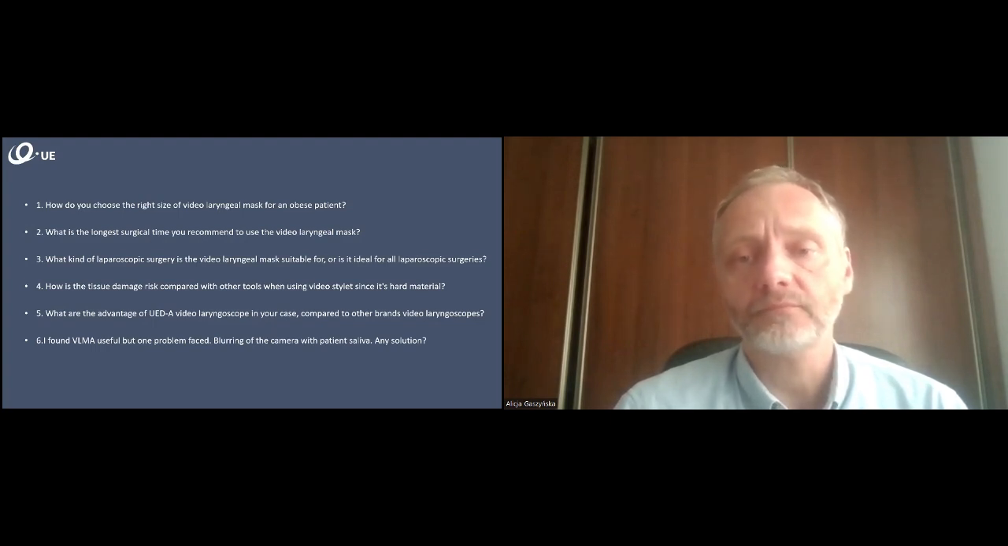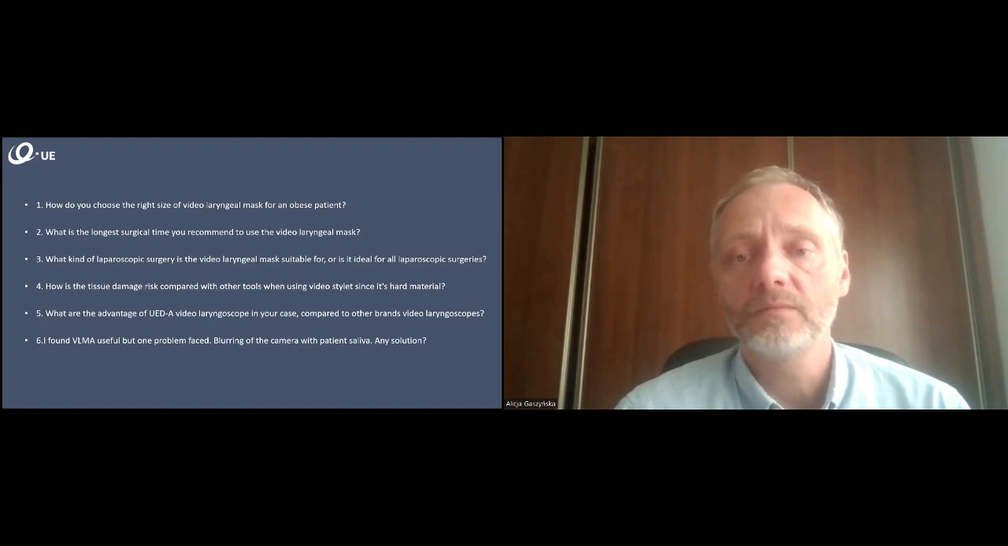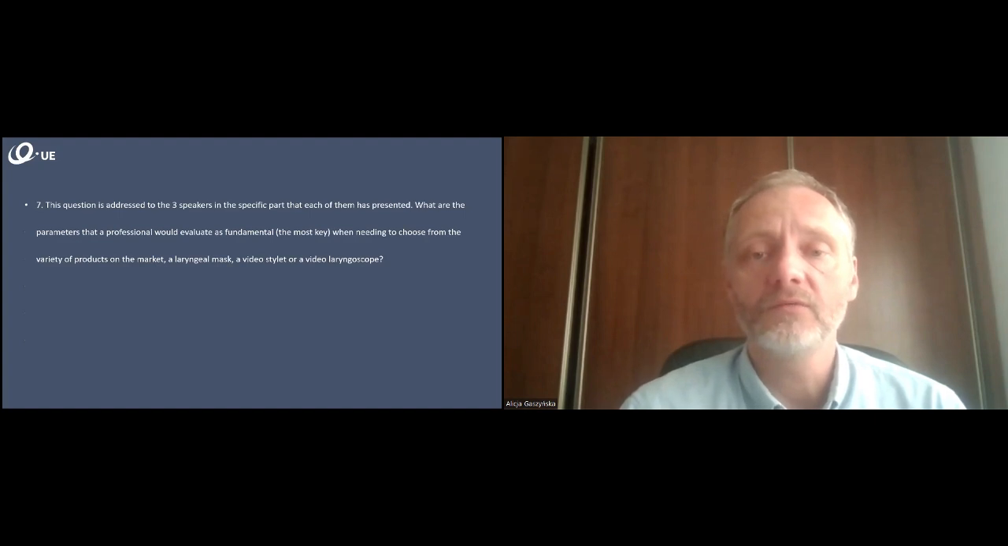Secondly, the diameter of the blade. When you compare this to other video laryngoscopes, the UEDA video laryngoscope has, in my opinion, as far as I know, the smaller diameter of the blade. So as I said during the presentation, for patients with some kind of limited mouth opening, it's better to have thinner blades, because this may influence the success of insertion of the blade and intubation.